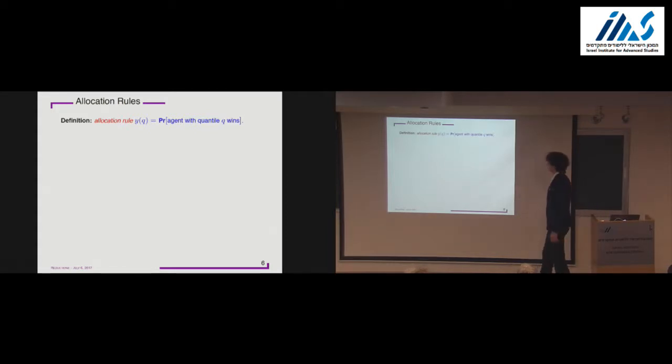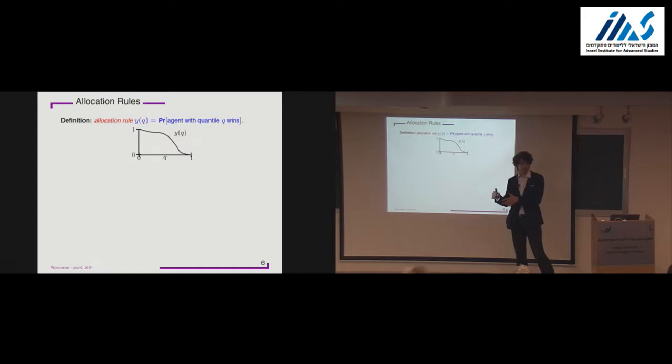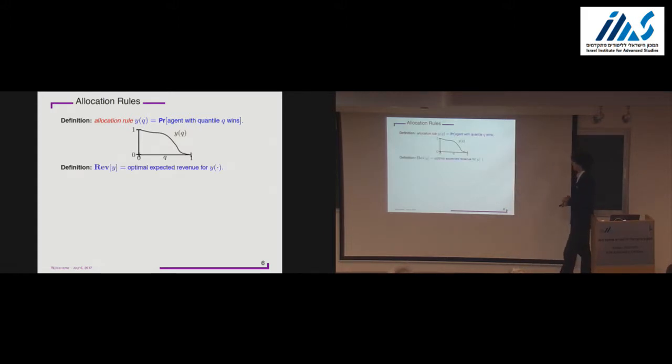Allocation rules. So I'm going to do my allocation rules also in quantile space. Y of Q is going to be the probability that an agent with quantile Q wins. This should be a decreasing function of quantile, because remember, low quantiles are strong players, higher value players. High quantiles are weak players, or lower value players. That's a decreasing function of quantile. Okay? And I want to define the revenue of an allocation rule to be the optimal expected revenue I can get with that allocation rule.